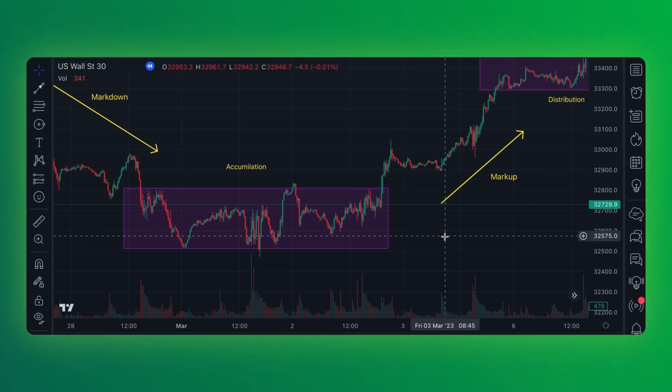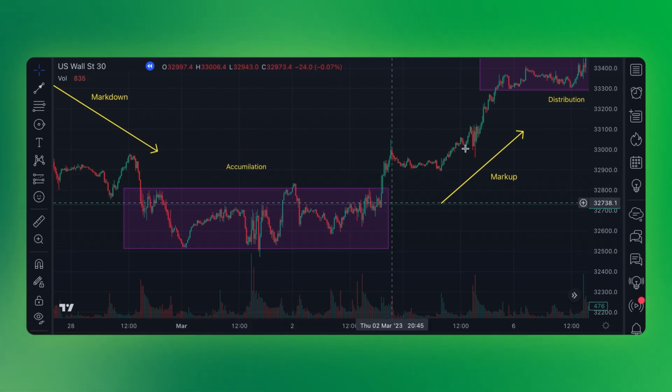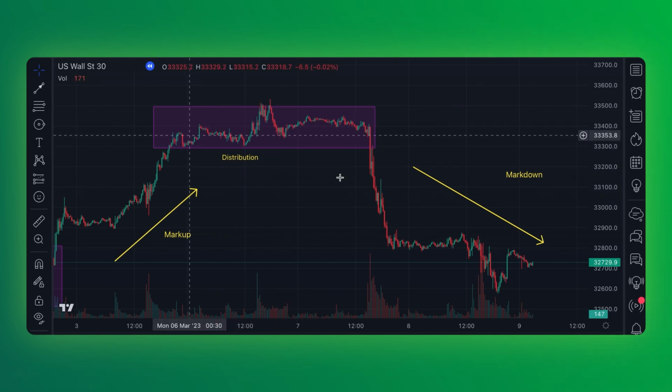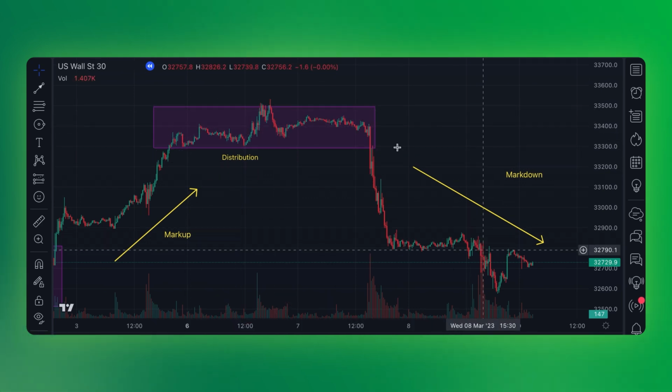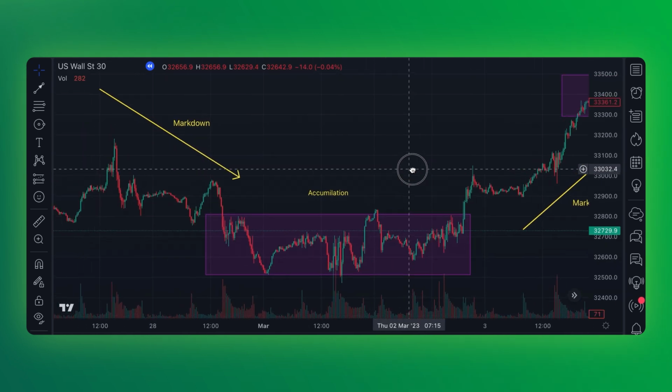So the second part of this theory would be the law of cause and effect, and this is self-explanatory, where an area of accumulation leads to a mark up, cause and effect, and an area of distribution leads to a mark down, cause and effect. Just that, as simple as that.